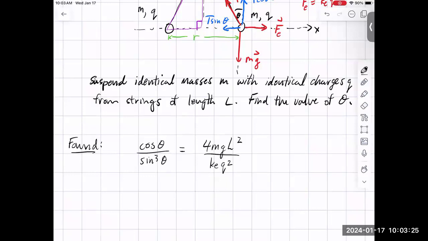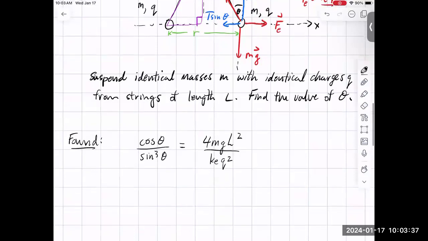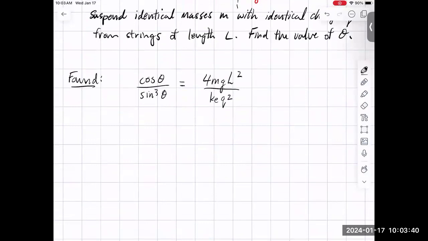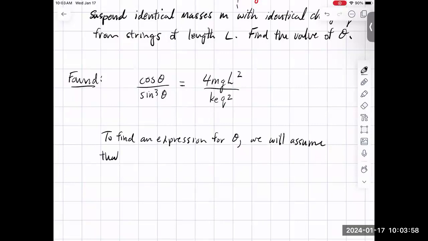Okay, but the original question was to actually find an expression for theta, and we haven't really done that because our theta is stuck inside these complicated trig functions. So what we're going to do to find an expression for theta is we will assume that theta is small and make some approximations.